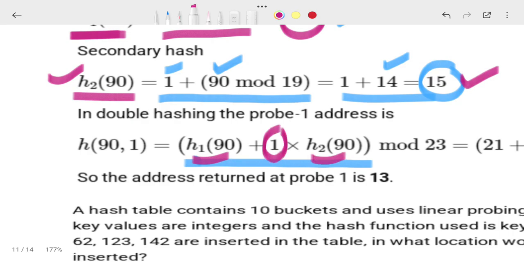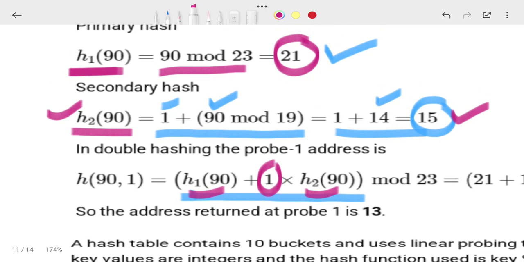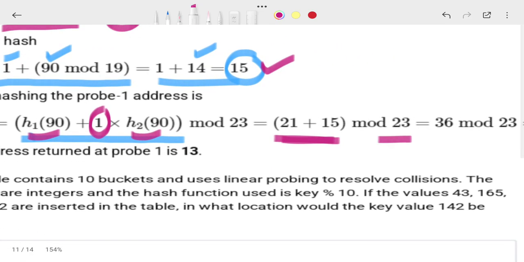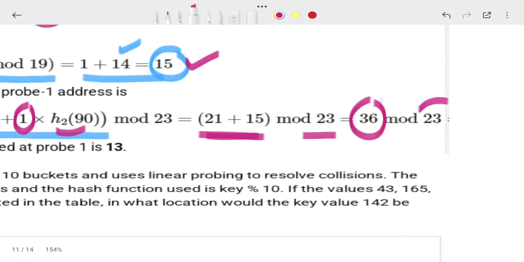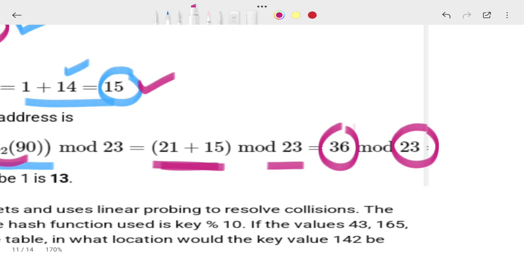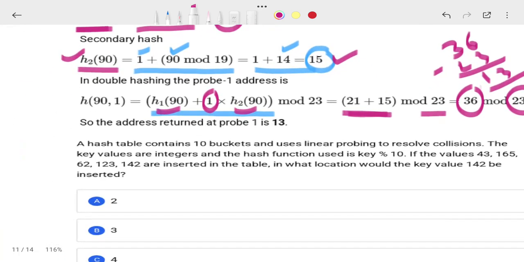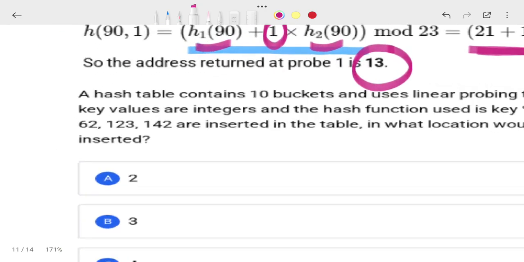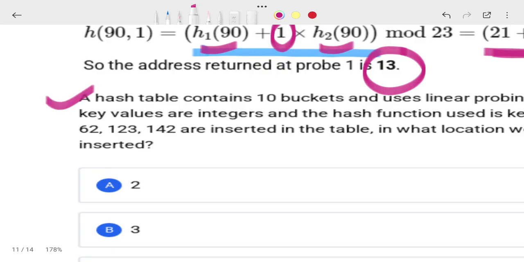He is saying probe is equal to 1. So 21 plus 15 is 36, and divide by 23. 36 divided by 23, 23 into this is not possible, so you can directly subtract: 36 minus 23 is equal to 13. So your answer is 13. So the address returned at probe 1 is 13. Okay, very simple. Suppose still another question, this also came in your GATE exam.